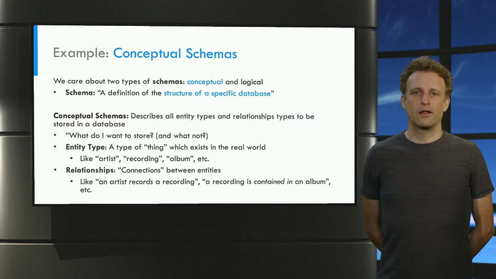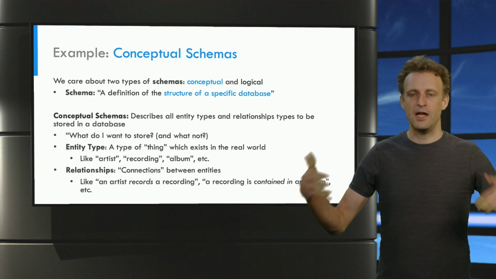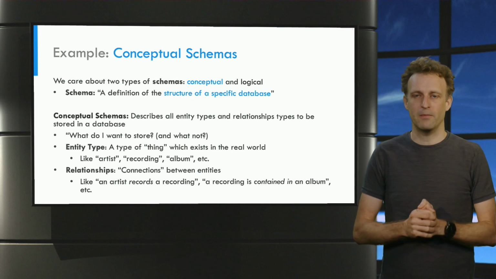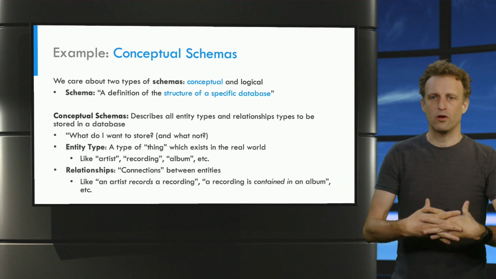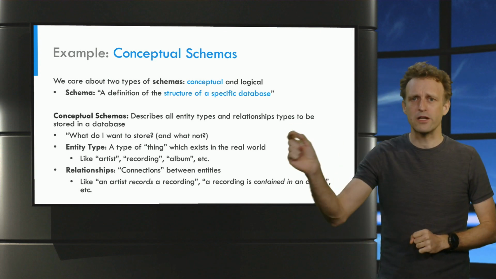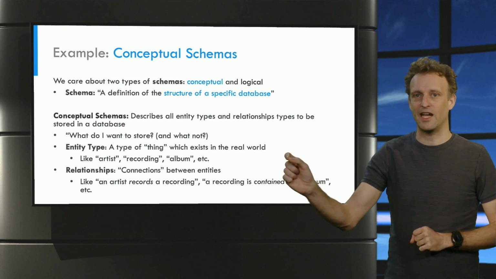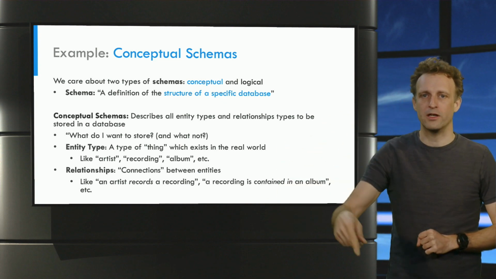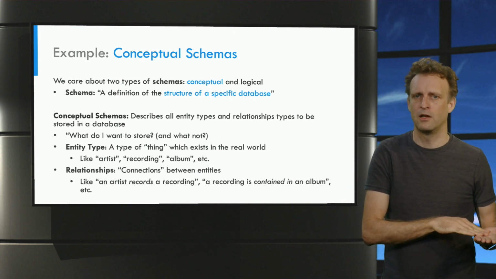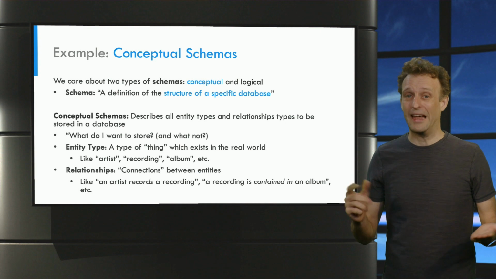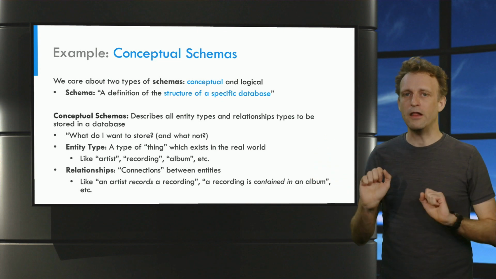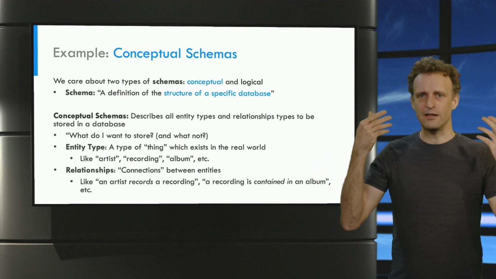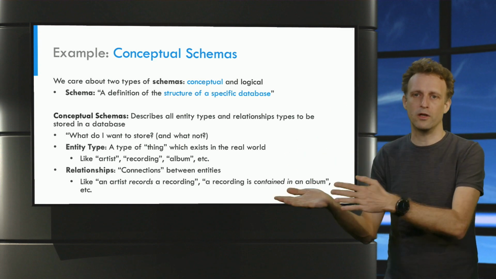Let us start by looking at the data schema, meaning the description of the structure of that particular database. In general, we care about two types of schemas: conceptual schemas and logical schemas. Let us start with a conceptual schema first. A conceptual schema describes all entity types and relationship types to be stored in a database from a conceptual perspective. But what are entity types? Well, informally, entity types are just different types of things. In the context of our database, an entity type could be artists, could be recordings, or could be events.